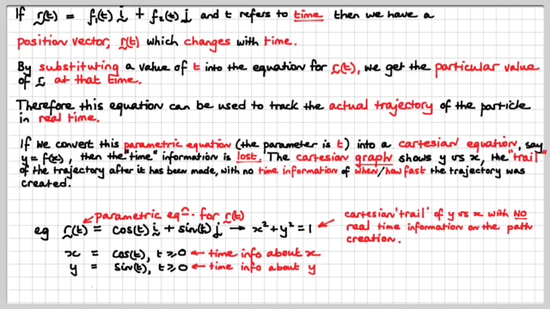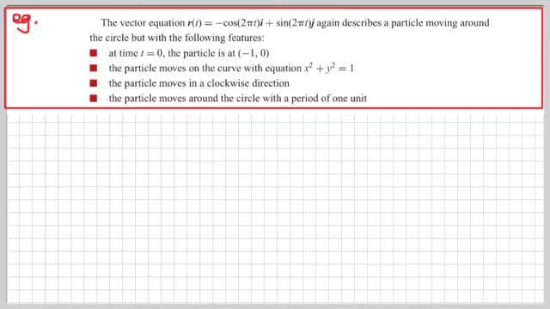Okay, now I've explained all that before, but that's just a recap to give it a bit of reinforcement. For example, here's a vector equation, the position at any time t: minus cos of 2 pi t in the i direction, plus sine of 2 pi t in the j direction. Again, that's a circle, guys. Again, it describes a particle moving around the circle, but with the following features.